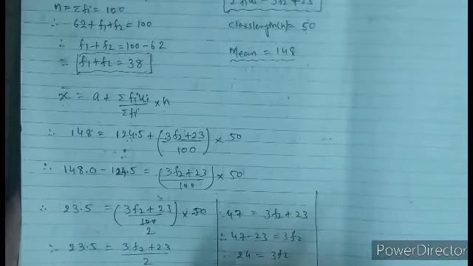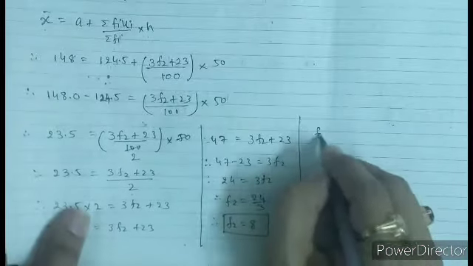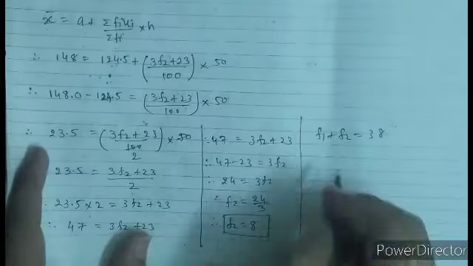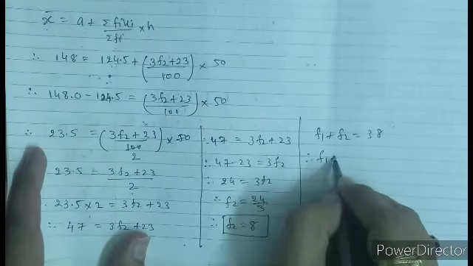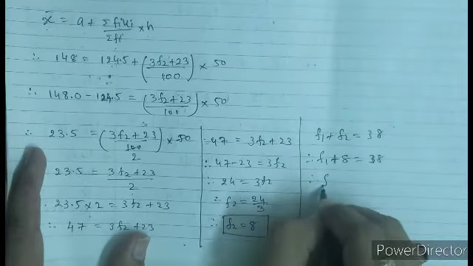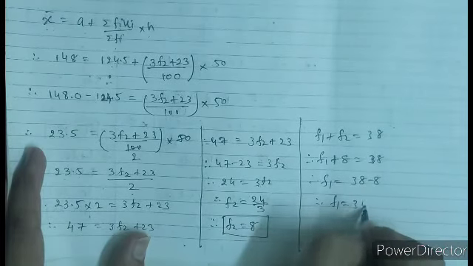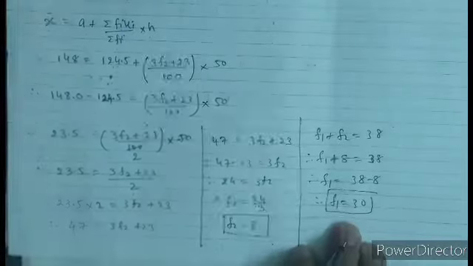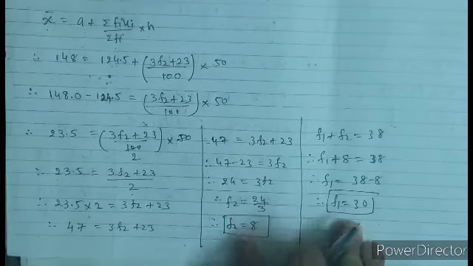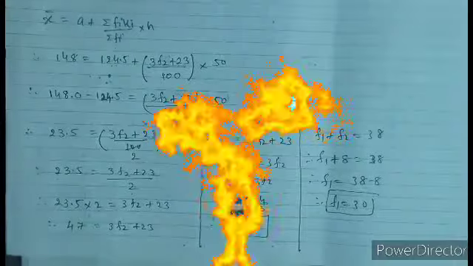Now we want F1. We will use F1 plus F2 equals 38, and let us write F1 plus F2 equals 38. Now apply the value of F2. So F1 plus, here F2 we have got 8, equals 38. Therefore F1 equals 38 minus 8. Therefore F1 equals 30. So the missing frequency F1 is 30 and F2 is 8. These are the missing frequencies which we have obtained using the step deviation method when the mean is given.